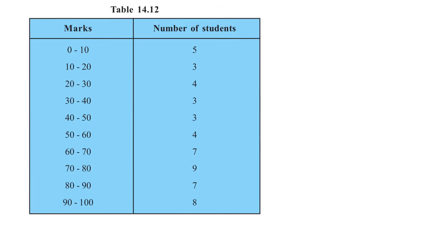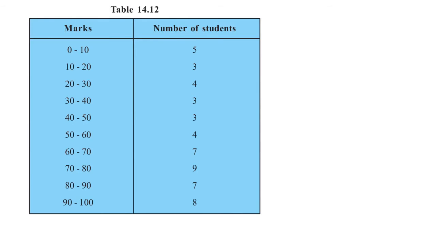Consider a grouped frequency distribution of marks obtained out of 100 by 53 students in a certain examination as follows. 0 to 10 marks were obtained by 5 students, 10 to 20 marks were obtained by 3 students, 20 to 30 marks were obtained by 4 students, and so on. So the total number of students were 53.